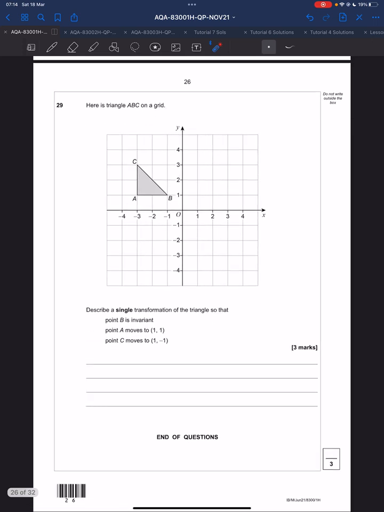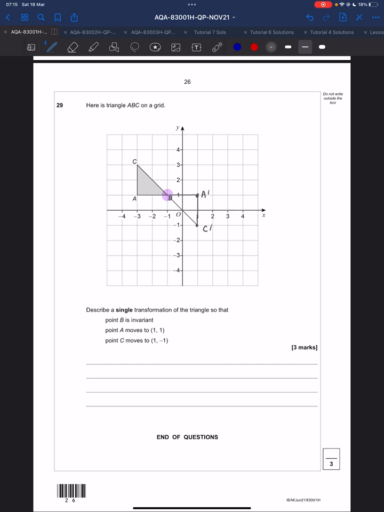Right, here's a triangle ABC on a grid. Describe a single transformation of the triangle so that B is invariant, so that stays where it is. A moves to 1, 1, 1 across, 1 up, and C moves to 1 across, minus 1. So that's the new A, that's the new C. Goes down there, down there, down there.